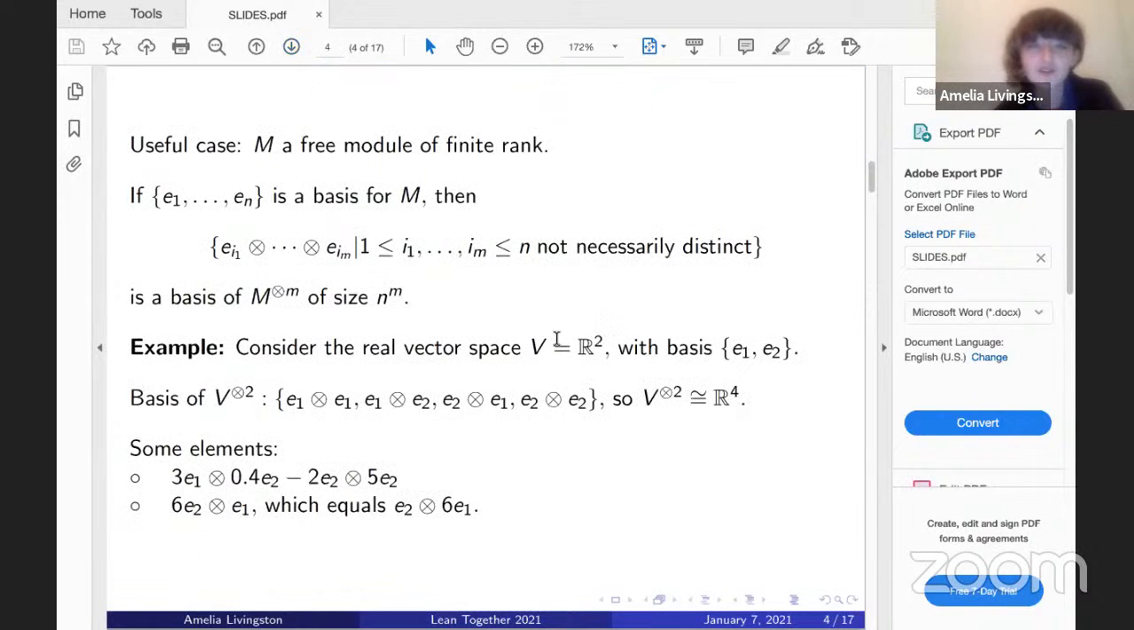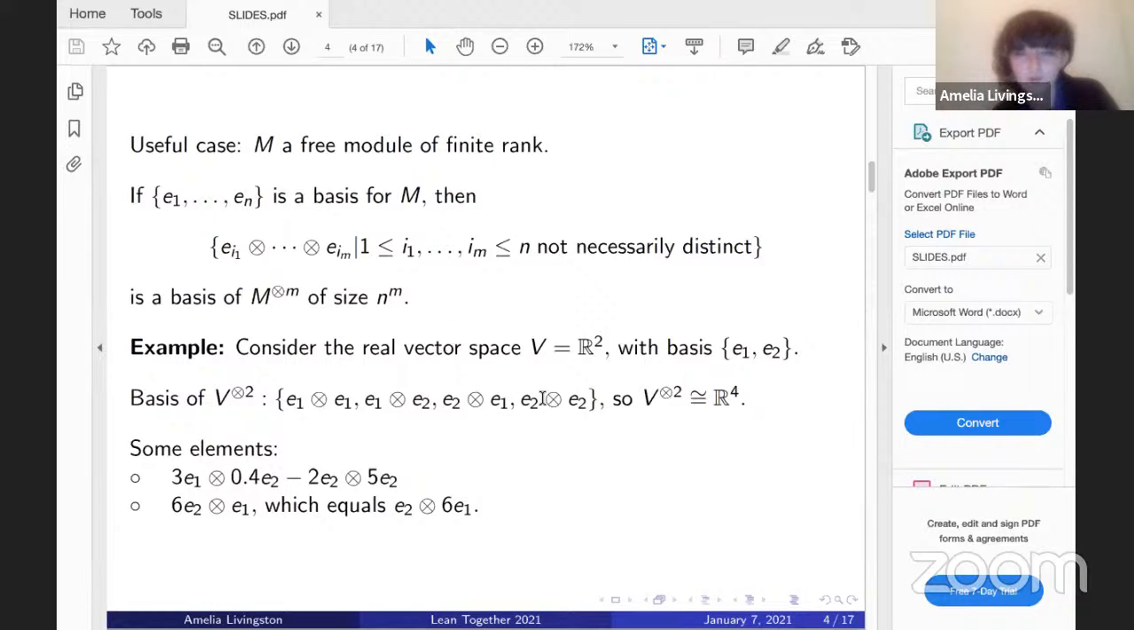So let's look at our useful case for a minute. If you've got a free module and a basis of size n, then this is going to induce a basis of the mth tensor power just by taking m-tuples of the basis elements. So you can have repeated entries, that's fine. And the tensor product isn't commutative. So E1 tensor E2 is not E2 tensor E1, and they're linearly independent. So ultimately, you get a basis of size n to the m.